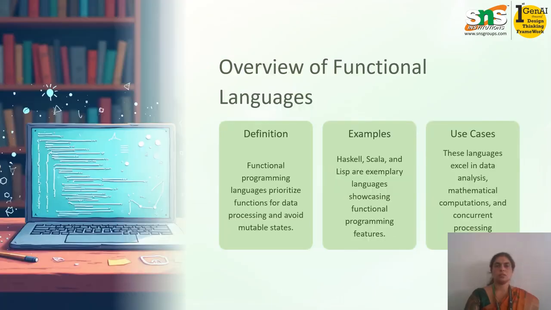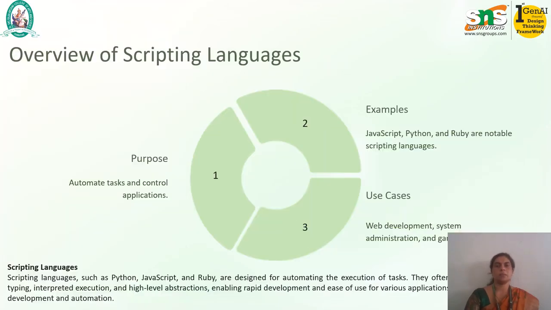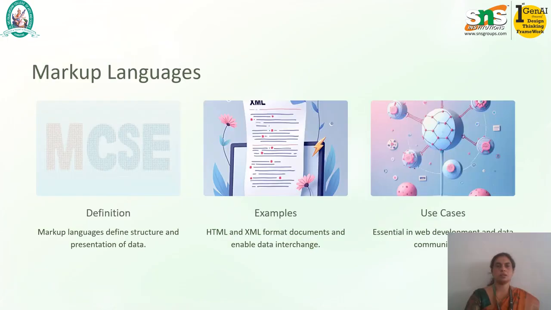So functional languages prioritize pure functions and avoid mutable states. Examples we have are Scala and Lisp, which are extreme languages showcasing functional programming features. Then use cases are data analysis, mathematical computations, and concurrency processing. And scripting languages, JavaScript, Python, and Ruby, are known as scripting languages. Scripting languages are used for designing and automating. So this is all about scripting languages.